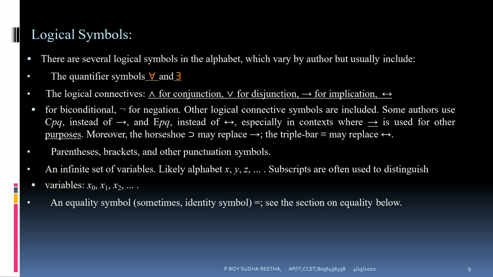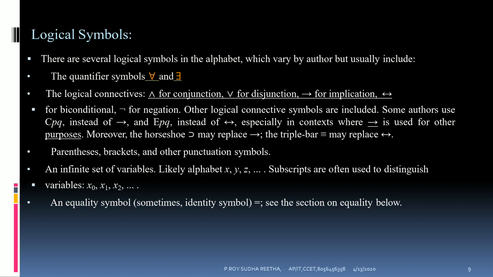Firstly we will need to see about the quantifiers, universal quantifiers and existential quantifiers. These are the symbols: inverted A and inverted E are the two symbols. Inverted A is used for universal quantifiers and reverted E is used for existential quantifiers. And here we use these symbols: conjunction symbol, disjunction symbol, implication symbol, biconditional symbol, and negation symbol. These are the various logical symbols we use in first order logic.